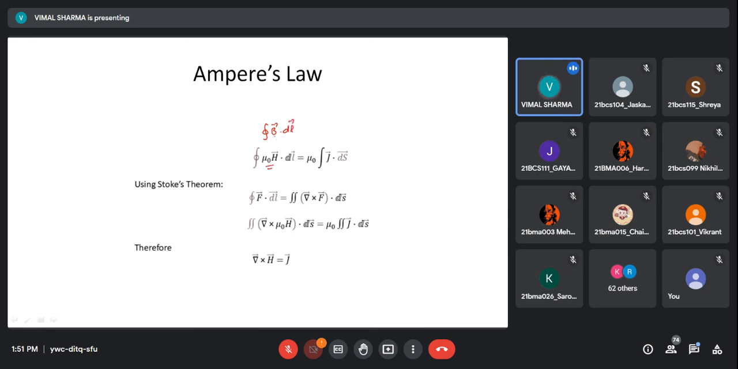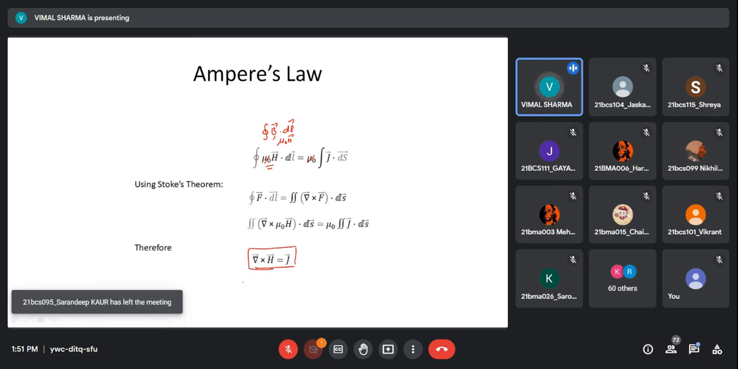And now we can write this as mu naught times H. So mu naught gets cancelled on both the sides. So you can write that curl of H, magnetic field intensity, is J. Okay, we modify this, and what is the modified version?